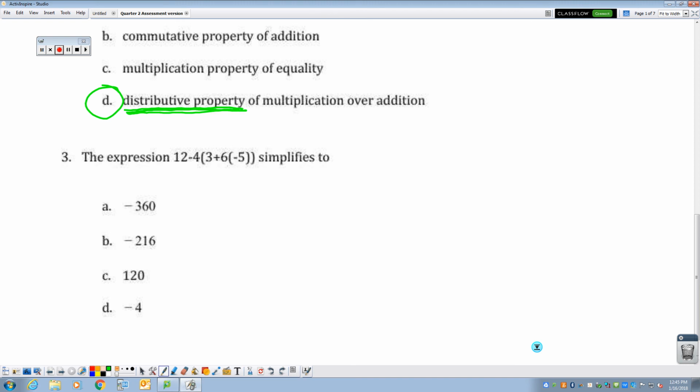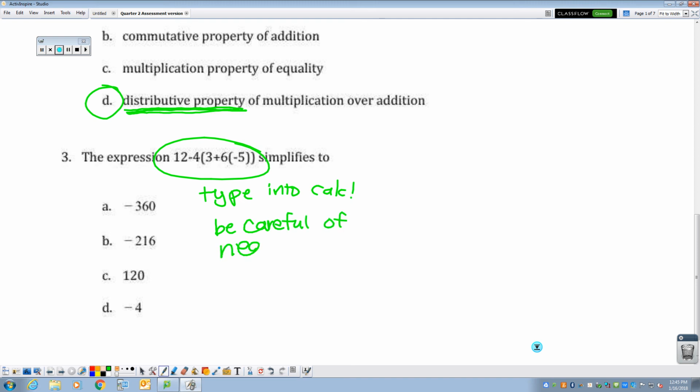The expression 12 minus 4 times 3 plus 6 times negative 5. This is just a calculator question. You might be tempted to use the order of operations, but you can actually just type this whole thing into your calculator, parentheses and all. You need to be careful of negatives versus subtraction. And that could impact your answer.